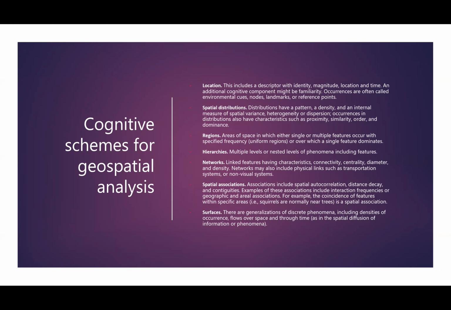Then we have spatial associations, and those are associations. Associations include spatial autocorrelation, distance decay, and contiguities. Examples of these associations include interaction frequencies or geographic and areal associations. A good example, and I have a lot of technical terms there. For example, the coincidence of features within specific areas. The example here, squirrels are normally near trees. That's a spatial association.